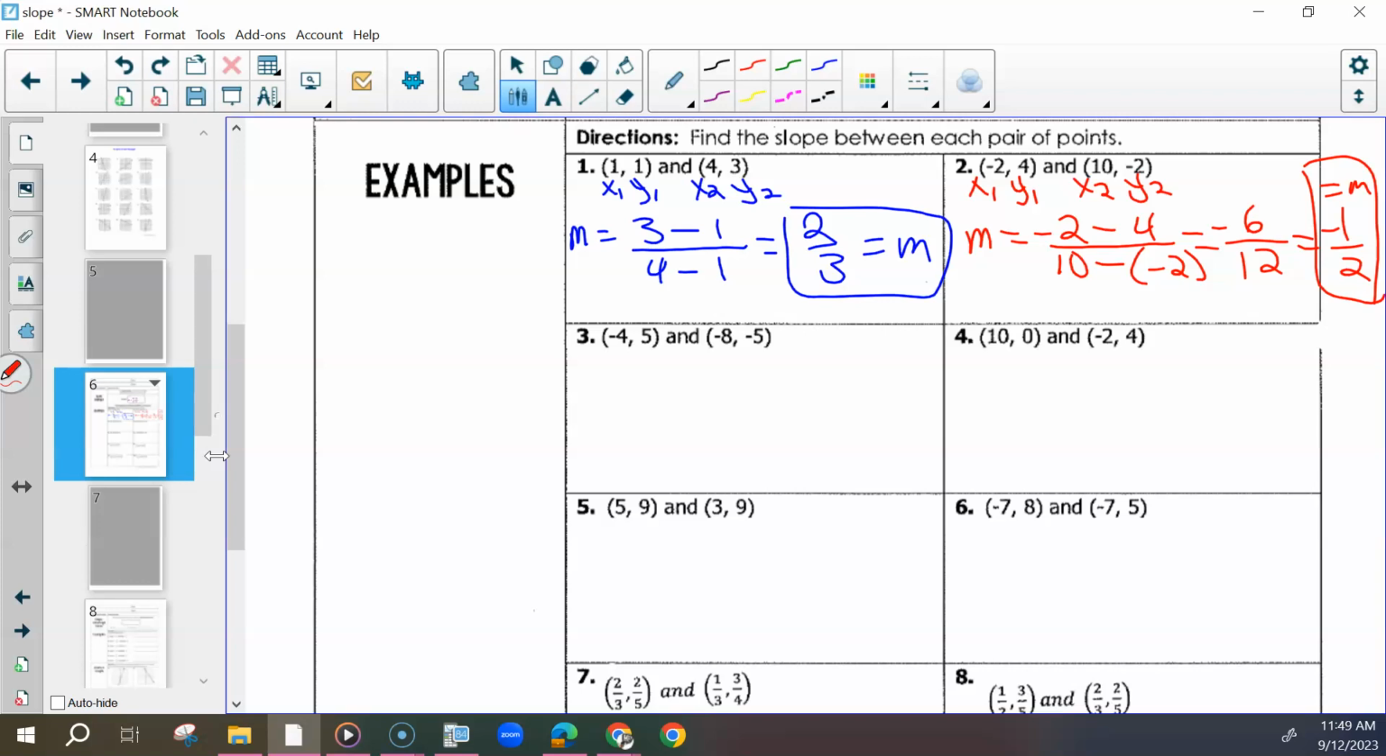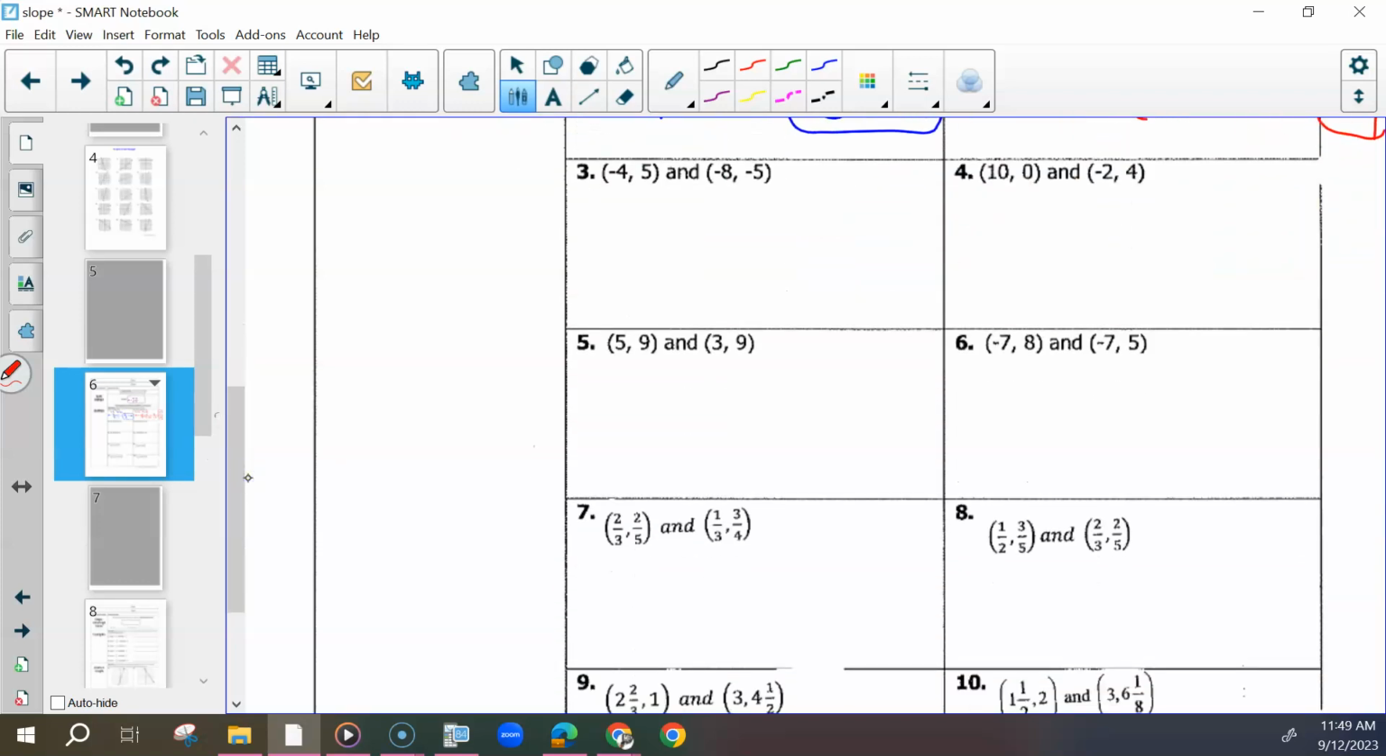Let's do number 6. Same process. You guys tell me how I should put this into the formula. Okay. 8 equals 5 over -7 minus -2. Now, Avir did y1 minus y2. And again, as long as you have your x1 underneath that y1, that's fine.